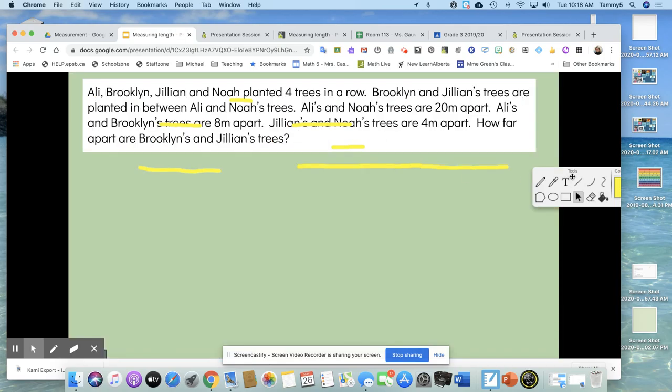Okay. And let's erase what I did for my highlighting, and we're going to do some more highlighting in this question. Okay, so back to highlighting. Let's read the question first quickly. Allie, Brooklyn, Jillian, and Noah planted 4 trees in a row. Brooklyn and Jillian's trees are planted in between Allie and Noah's trees. Allie's and Noah's trees are 20 meters apart. Allie's and Brooklyn's trees are 8 meters apart. Jillian's and Noah's trees are 4 meters apart. How far apart are Brooklyn's and Jillian's trees?